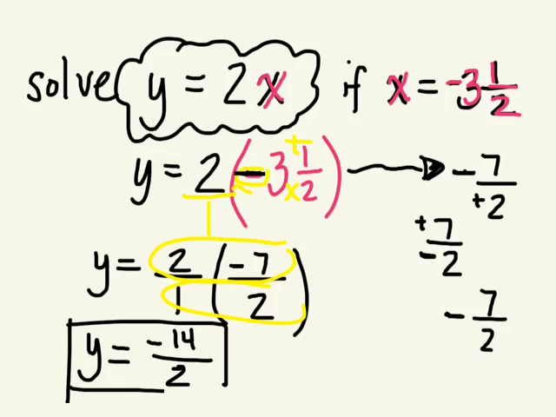Our answer is negative 14 over 2, but to reduce that, negative 14 divided by positive 2, right? 2 goes into 14 how many times? Twice. 14 divided by 2 is 7. Good. So a negative and a positive is negative, and the answer is negative 7.